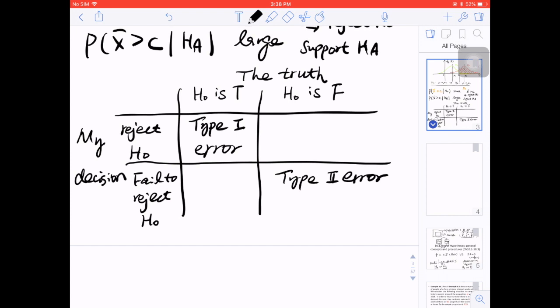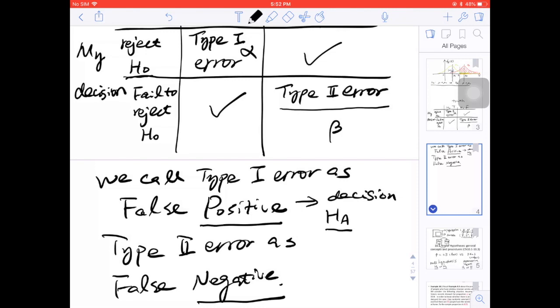If H0 is false and you reject H0, which means you have made a correct decision, right? Also, when H0 is true, but you fail to reject H0, which also means you have made a correct decision. We call type 1 error a false positive, and we call type 2 error a false negative.